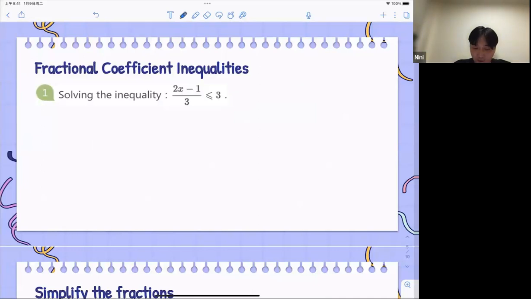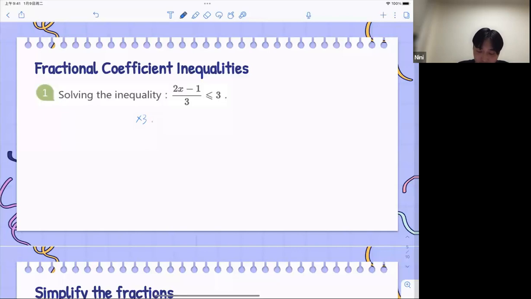Our next question will focus on fractional coefficient inequalities. That means you are at least involved with the operation of fractions this time. You can see that on the left side of question number 1, there is a 3 as the denominator, so the left side is actually a fraction. What we are going to do is eliminate that fraction. We don't need it because it will make the operation more complicated. So we multiply by 3 on both sides.